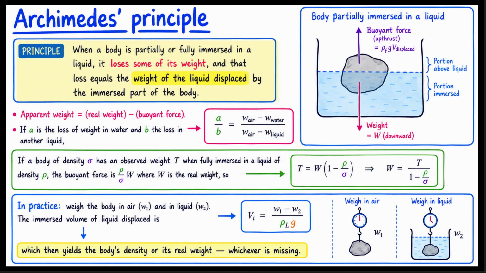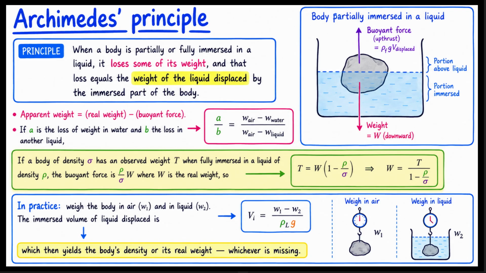Archimedes' principle states that when a body is partially or fully immersed in a liquid, it experiences an apparent loss of weight equal to the weight of the liquid displaced. Mathematically, this apparent weight is the real weight minus the buoyant force. If we define A as the loss of weight in water and B as the loss of weight in another liquid, their ratio A over B is equal to the weight in air minus the weight in water, divided by the weight in air minus the weight in the liquid.